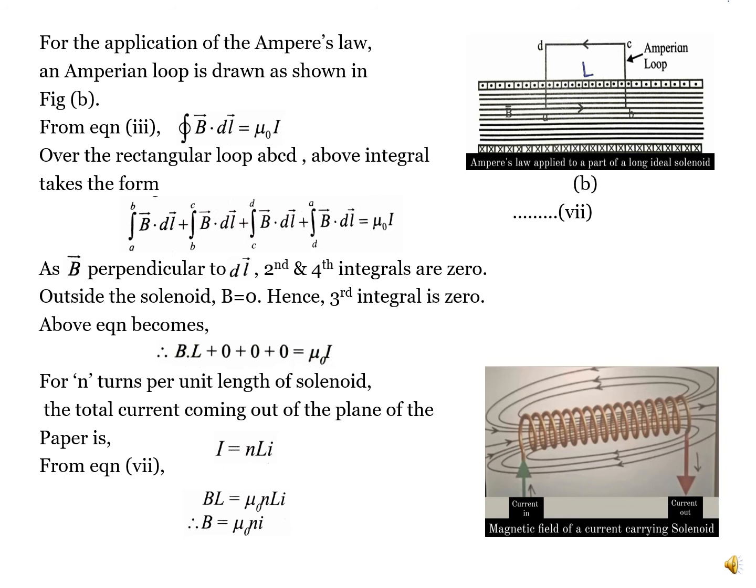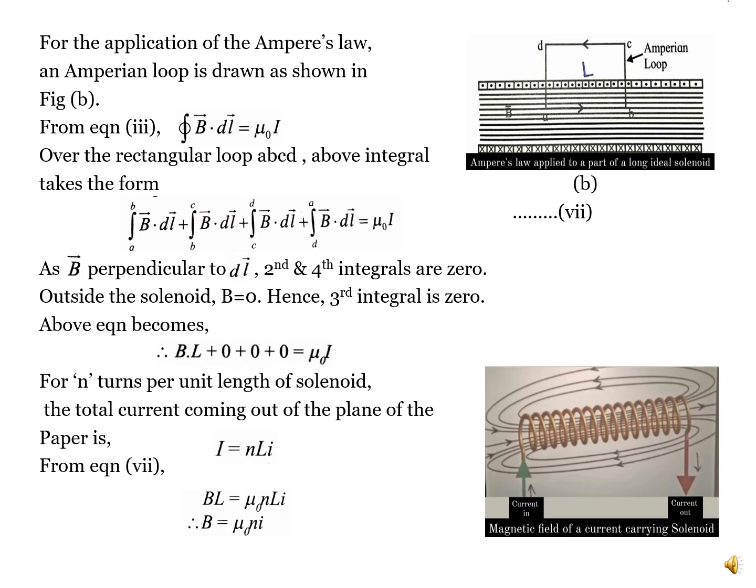Now from the diagram, the direction of magnetic field B is perpendicular to the sides BC and AD. So their dot product will be 0. Hence the second and fourth integrals are 0. The third integral is 0 because outside the solenoid the magnetic field is 0. The side CD of the rectangle is outside the solenoid, hence B equals 0.